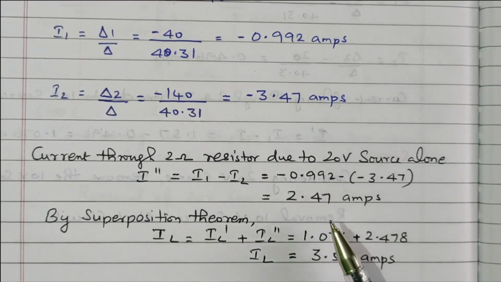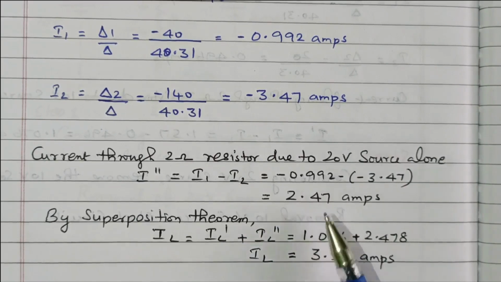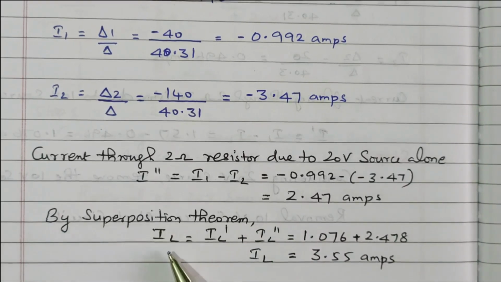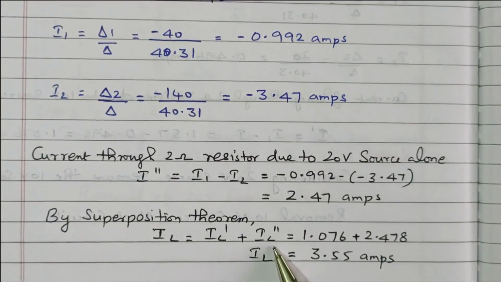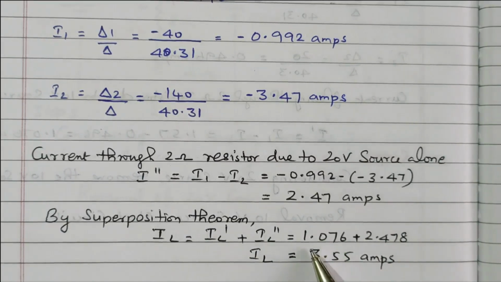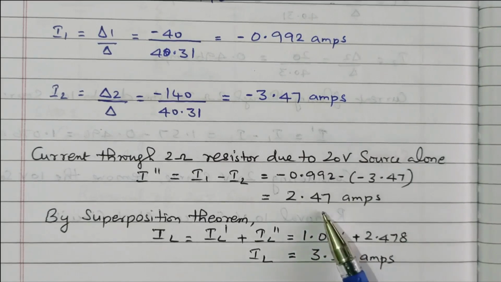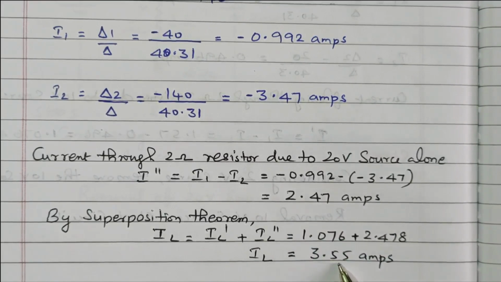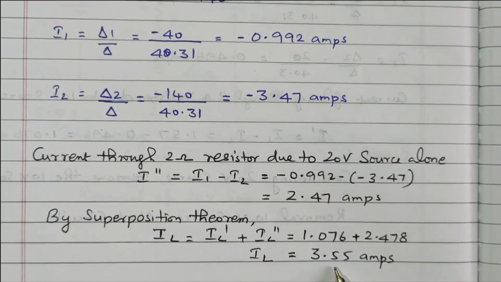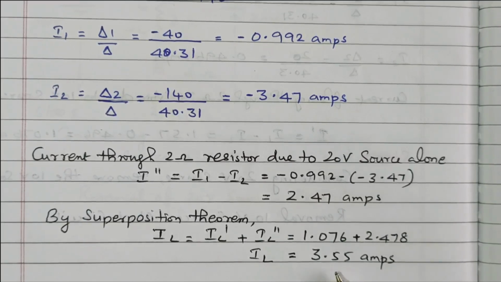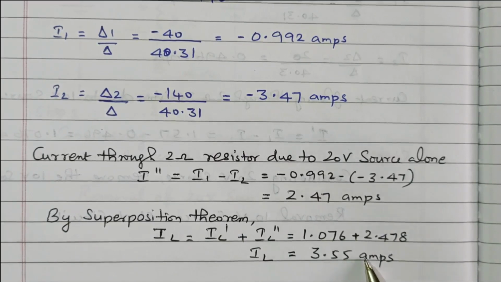Now we have calculated two currents, I dash and I double dash, due to the 10 volt source and the 20 volt source. By the superposition theorem, the total current flowing through the 2 ohm resistor is IL dash plus IL double dash. We need to add both values. IL dash is 1.076, IL double dash is 2.478. By adding these, we get 3.55 ampere. So the total current flowing through the 2 ohm resistor due to the 10 volt source as well as the 20 volt source is 3.55 ampere.